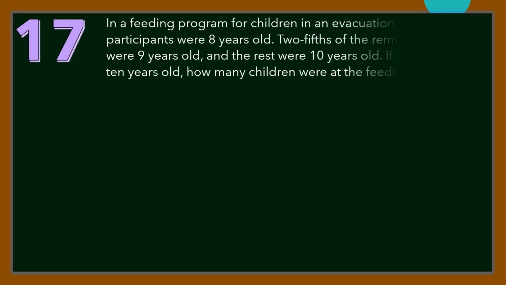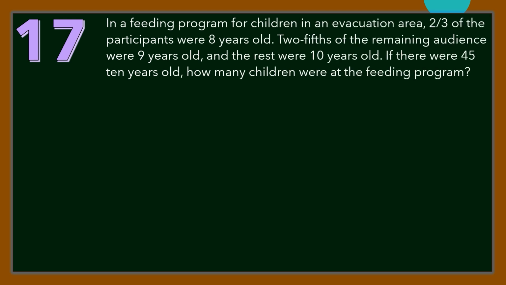Number 17. In a feeding program for children in an evacuation area, two-thirds of the participants were 8 years old. Two-fifths of the remaining audience were 9 years old, and the rest were 10 years old. If there were 45 10 years old, how many children were at the feeding program?